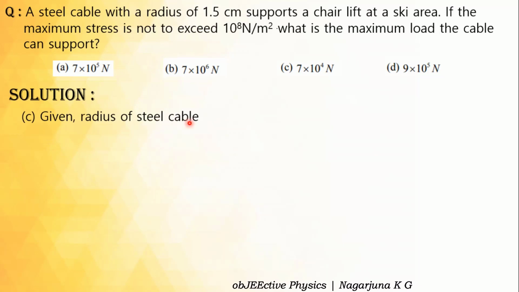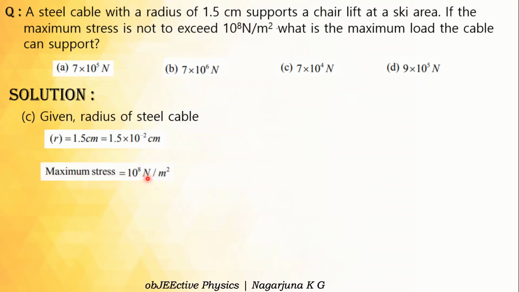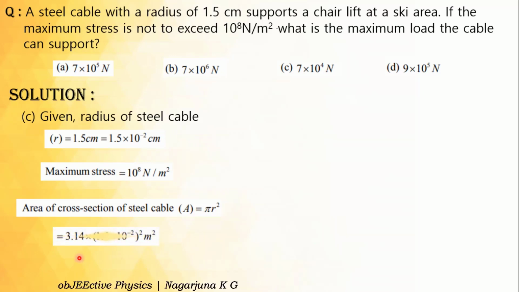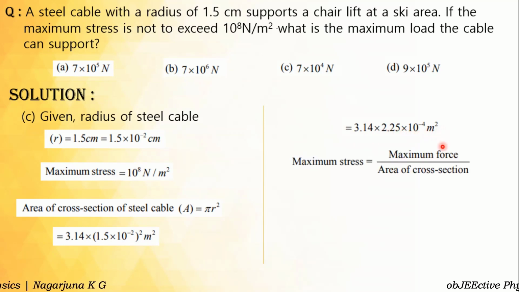Given in the question, the radius of the steel cable is equal to 1.5 centimeters, or that can be written as 1.5 into 10 power minus 2 meter. Maximum stress is also given in the question, that is equal to 10 power 8 Newton per meter square. Area of cross section of the steel cable A is equal to pi R square. That is equal to 3.14 into 1.5 into 10 power minus 2 whole square meter square, that is equal to 3.14 into 2.25 into 10 power minus 4 meter square.